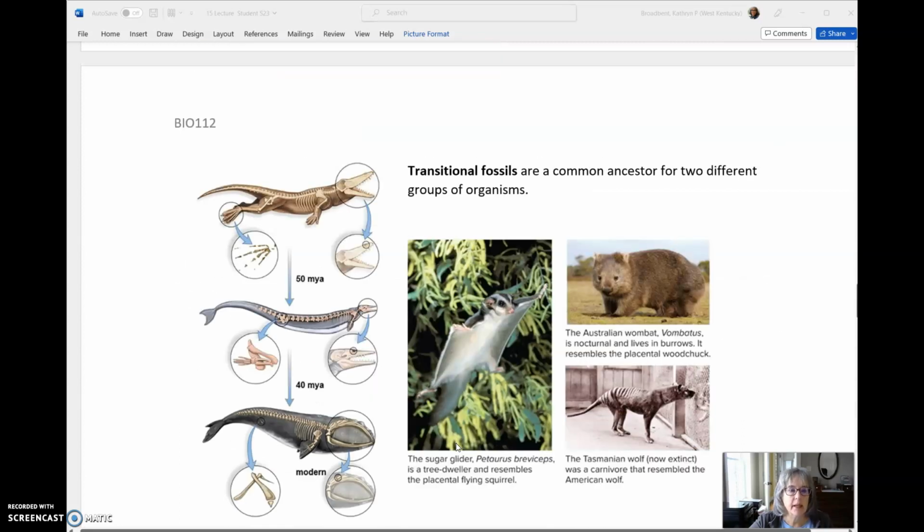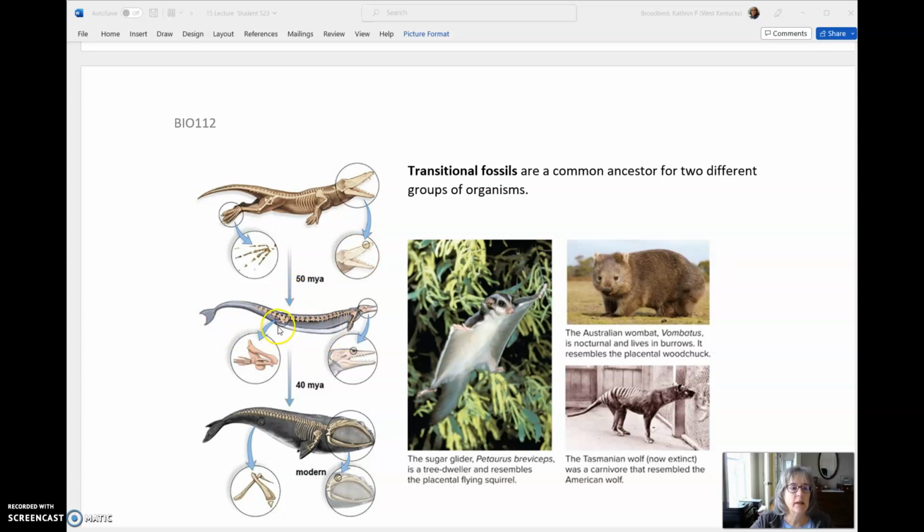We don't expect to find all the transitional fossils. Transitional fossils are common ancestors for two different groups of organisms. So let's direct ourselves to this diagram over here. This is believed to be an ancestor of whales, and you can see that it had feet with leg bones, and it's got a nostril that's kind of on the end. This is a transitional species.